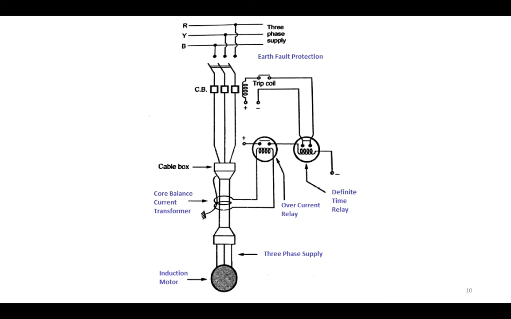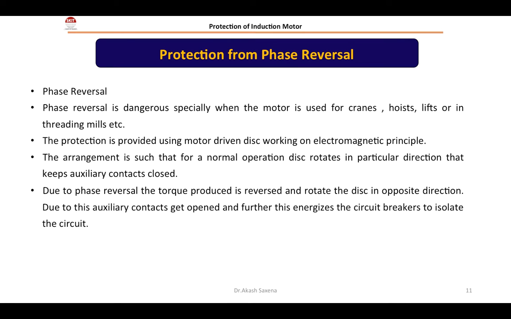Similarly, this is the earth fault protection by ZSCT. The phase fault can cause burnout of coils and stampings, and hence the motor should be disconnected as quickly as possible when a fault occurs. Fast overcurrent relays are also used to provide phase fault protection.